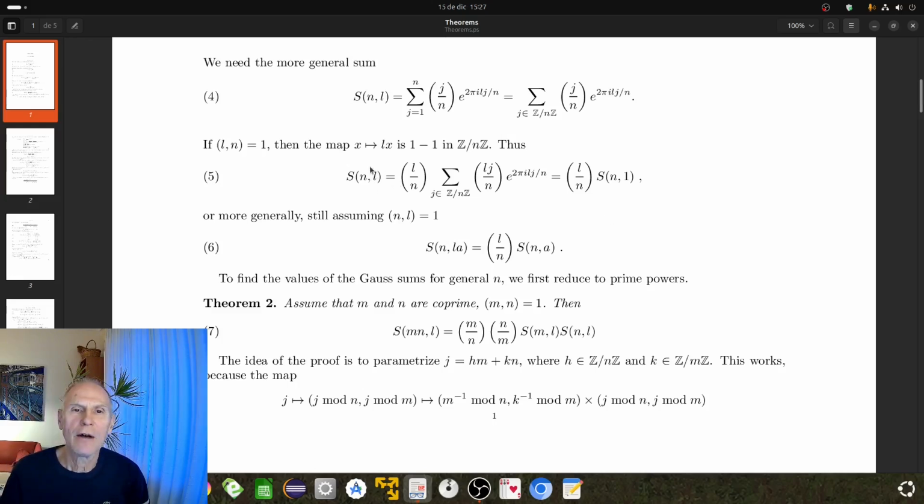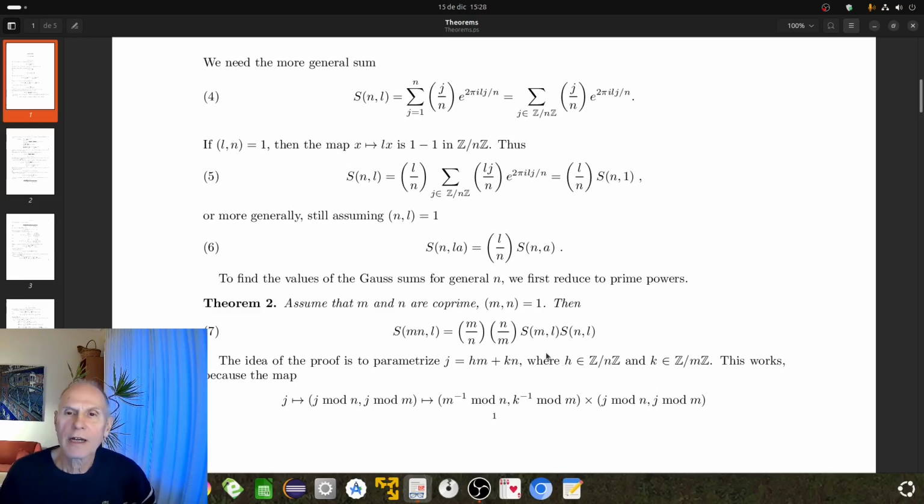We can take L out if L and N are co-prime. That's also explained in the book. And in more general, we can take L out from the generalized sum here, provided, of course, that N and L are co-prime. And then if M and N are co-prime, then we can parameterize the summation variable by H and K in these rings.